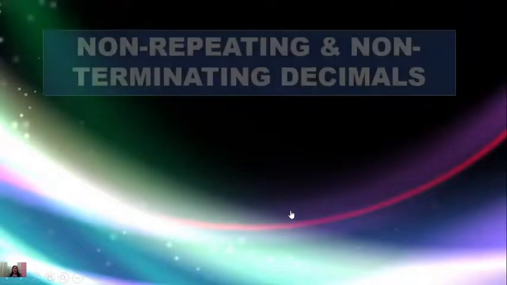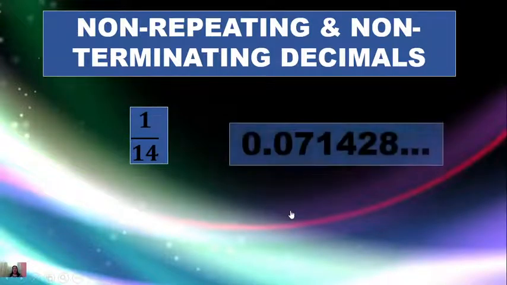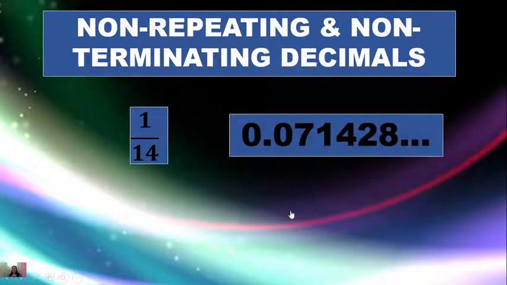Okay? Next, how about an example of non-repeating, non-terminating decimals? Just like 1 over 14. Okay, so pag titingnan mo yung ating result in decimal form, 0.071428 ... Meaning to say, meron pa siyang succeeding numbers pero hindi siya naulit.